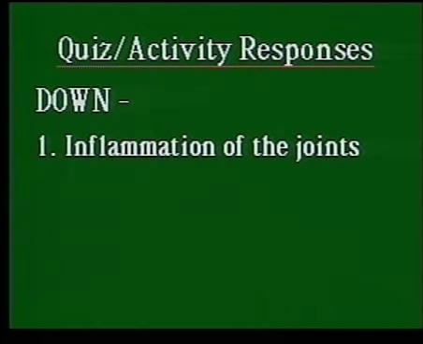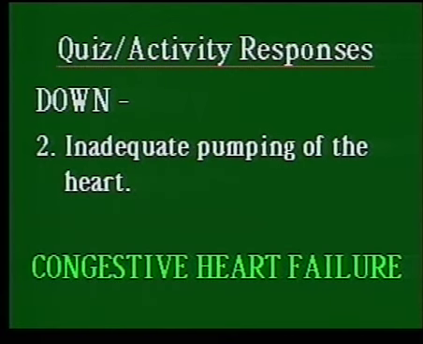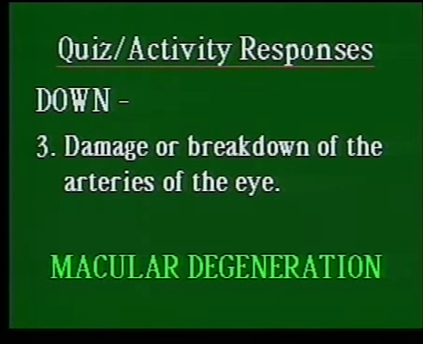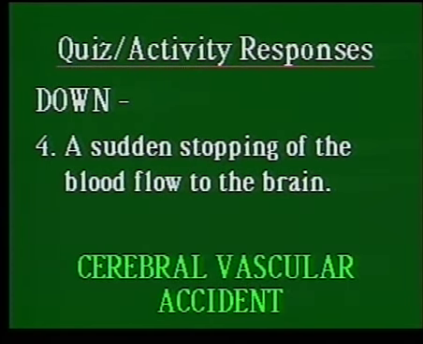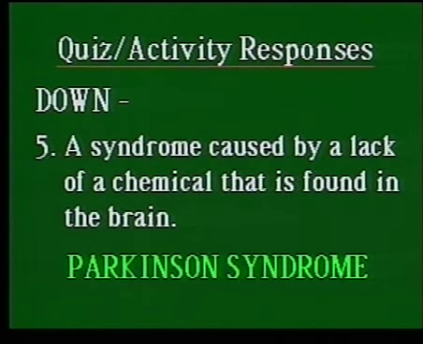The answers down. Number 1, an inflammation of the joints is arthritis. Number 2, inadequate pumping of the heart is congestive heart failure. Number 3, damage or breakdown of the arteries of the eye is macular degeneration. Number 4, a sudden stopping of the blood flow to the brain is a cerebral vascular accident. Number 5, a syndrome caused by a lack of a chemical that is found in the brain is Parkinson's syndrome.